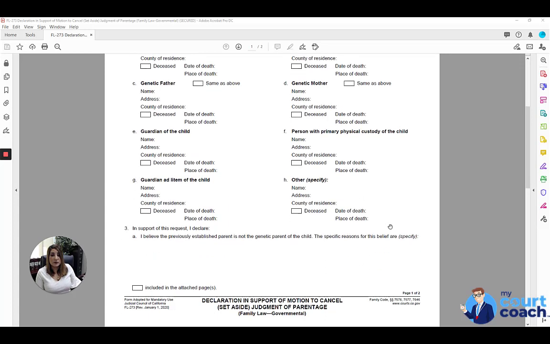In support of this request, you need to provide the reasons why you believe that the previously established parent is not the genetic parent of the child. So whatever reasons that those are, you can explain it here. If this is not enough space for you, you're free to attach another sheet of paper to this and just make sure you're marking the box that says included in the attached page.